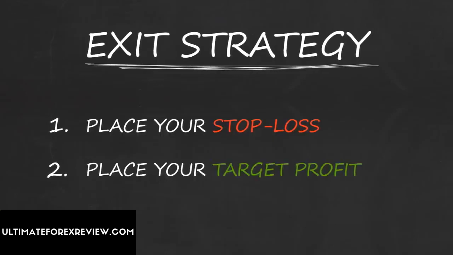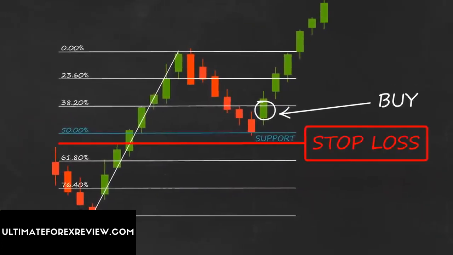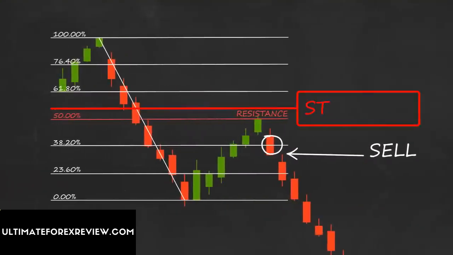Let's look at the same graph that we had for our upward trend. Here we suggest you place your stop loss just below the retracement level. In a downward trend, we suggest you place your stop loss just above the retracement level. Where should you take profit?